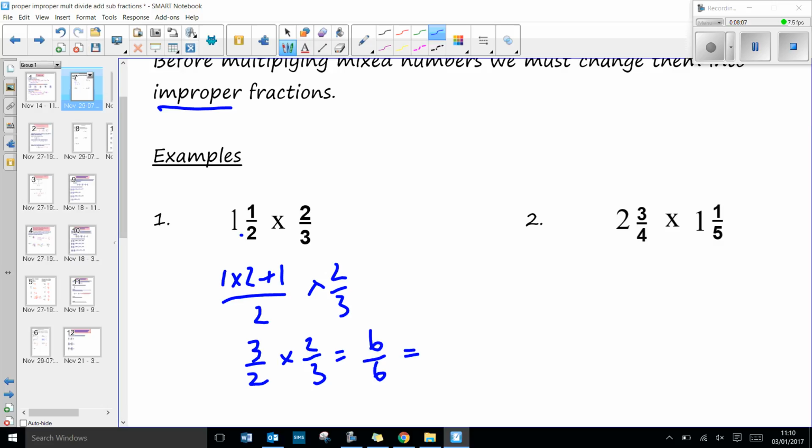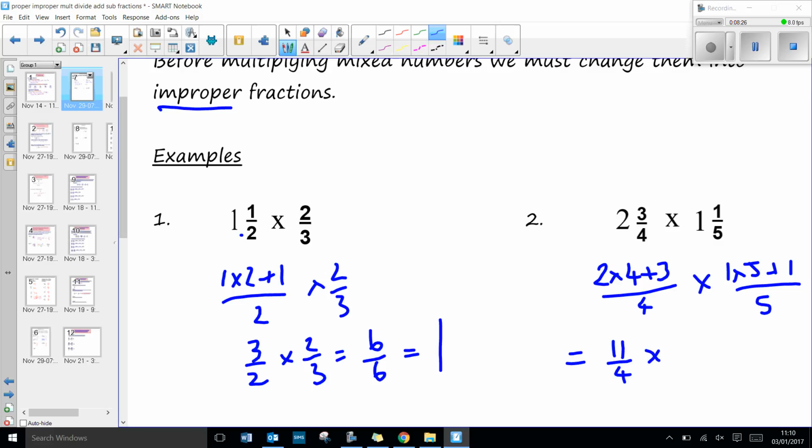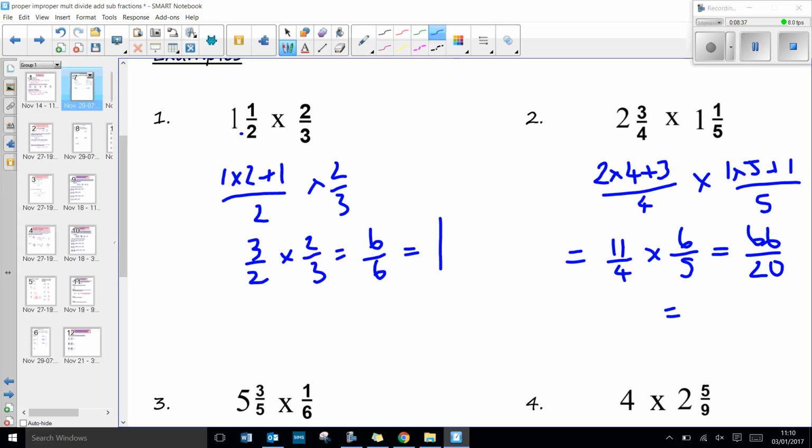2 3/4, so it's 2 times 4 plus 3. Then we multiply it by 1 times 5 plus 1, which gives us 11 over 4, multiplied by 6 over 5. That's 66 over 20, which simplifies to give us 33 over 10.